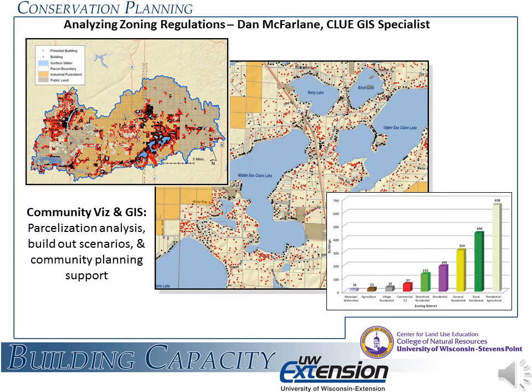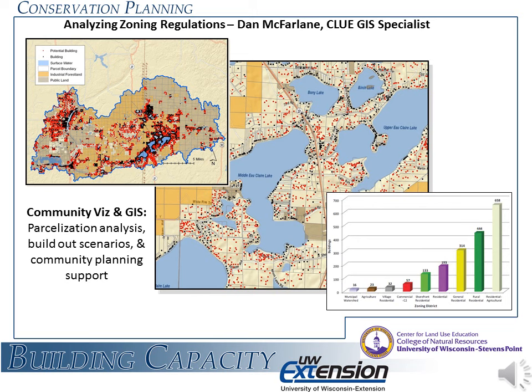The new generation of conservation planning with GIS technology is really a rapidly emerging field. CLUE has utilized some of these emerging technologies, such as Community Viz, which is a GIS add-in to Esri products, with a remarkably wide variety of planning applications. For example, I've worked with lake and watershed groups to analyze zoning regulations and comprehensive plans to help them understand how their local policies could play out on the landscape.